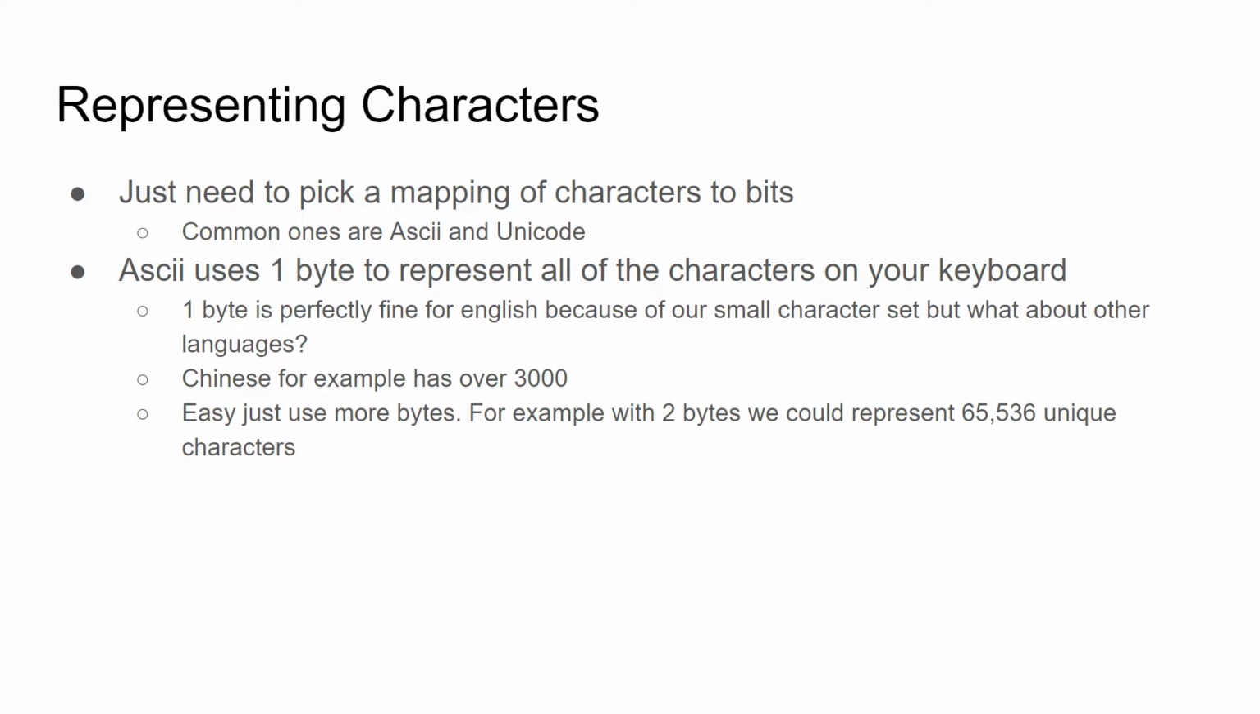Common ones are ASCII values and Unicode. ASCII uses only a single byte to represent all the characters on your keyboard. One byte ends up being fine for English because we have a very small character set. But other languages like Chinese and Japanese have a very large character set. With only 1 byte, 8 bits, you can only represent 256 characters, but there are more than 256 characters in Chinese and Japanese.